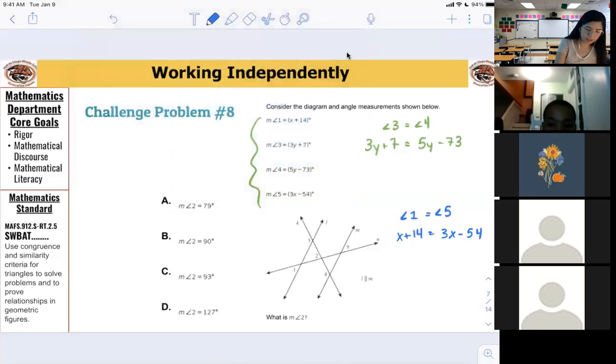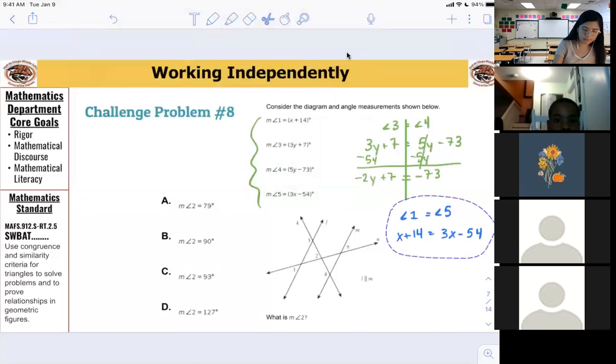Let's start with the green. Solving for y, what do I do to both sides? Subtract 5y. What's 3 minus 5? Negative 2. Negative 2. Now what? Subtract 7.